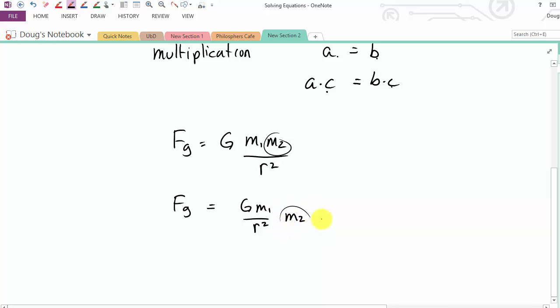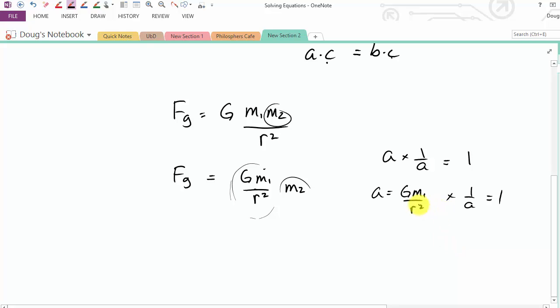So if I want to isolate m2, I want to, quote unquote, get rid of this part. And here we use another property, the property of reciprocals. Some number times its reciprocal is equal to 1. That's the property I'm going to use to get rid of this. So if A is G m1 over r squared, if I multiply that by 1 over A, it's going to be equal to 1. So the reciprocal of G m1 over r squared is r squared over G m1. So that's equal to 1. That's the thing that we're going to use to isolate m2.